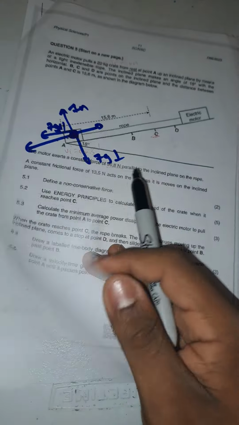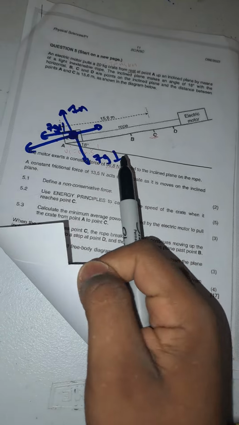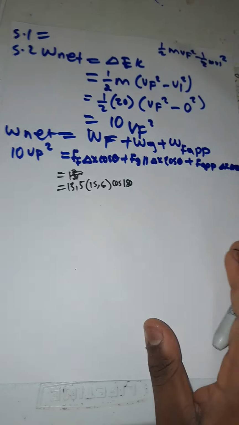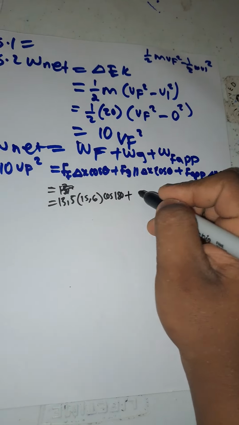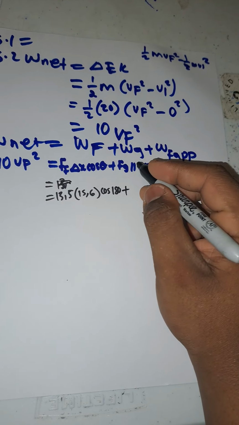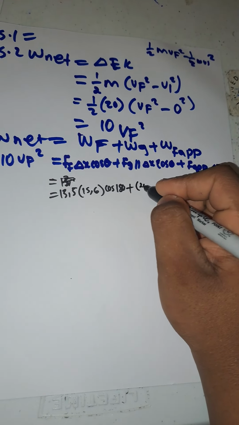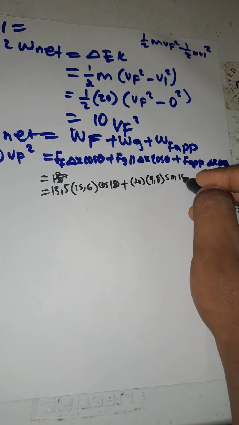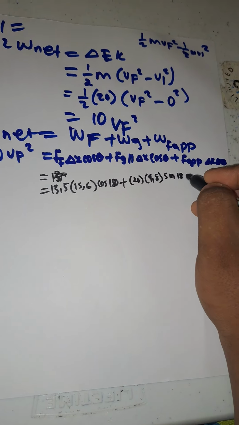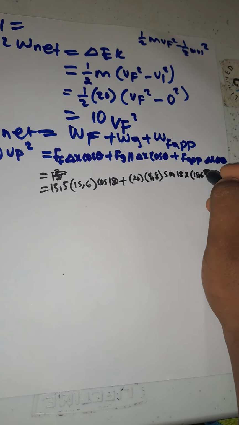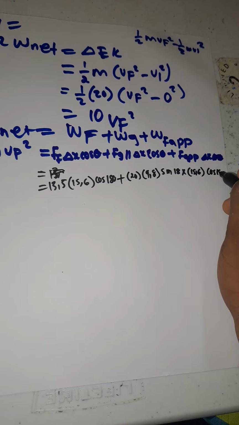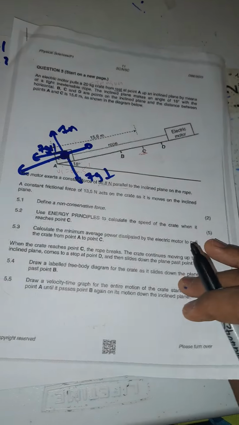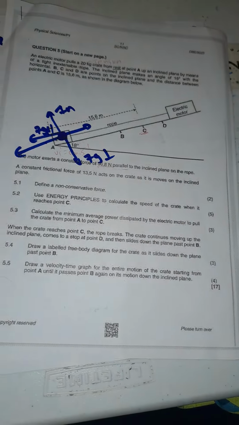Cos 0, because it is going in the same direction as the motion. And then plus what? Now I have mg sine theta, which is going to be the same as 29,8 sine 18, times 15,6 cos 180 again, because your Fg parallel is acting in the very same direction as the frictional force. You see, it's very tricky now.